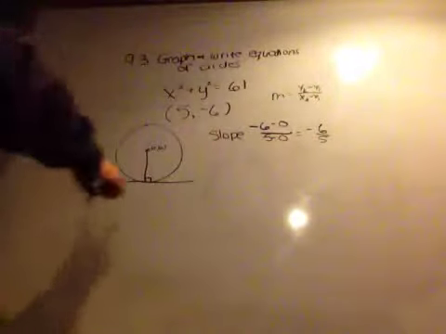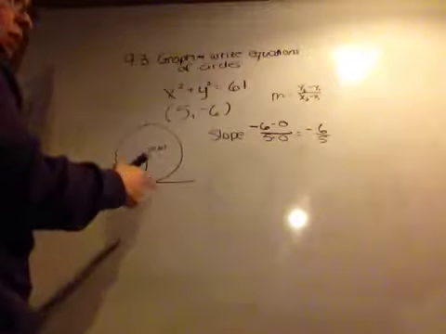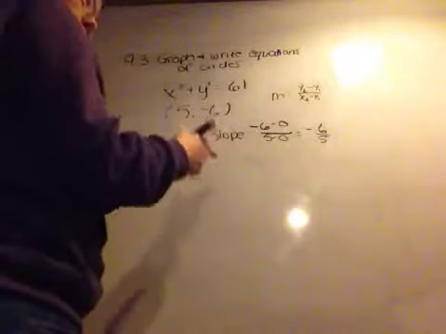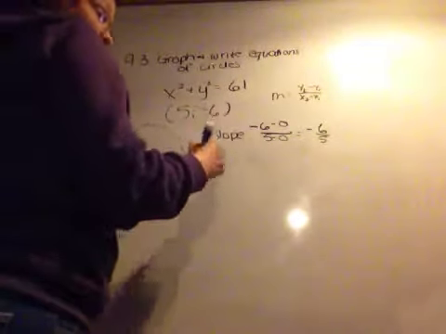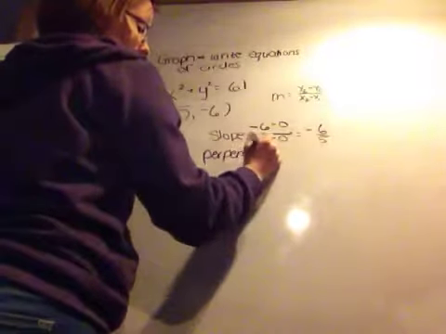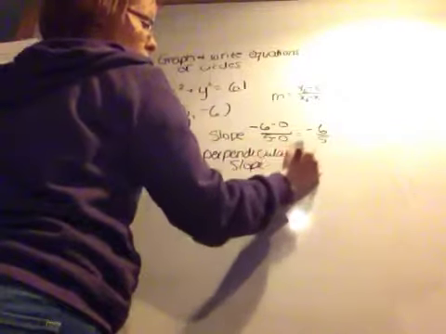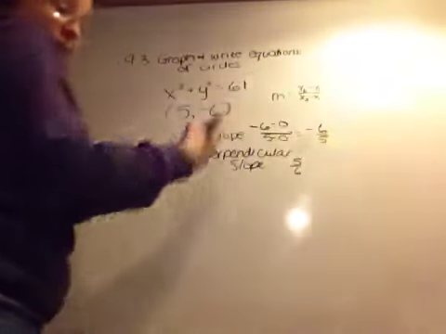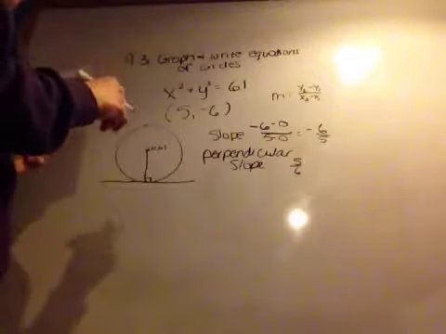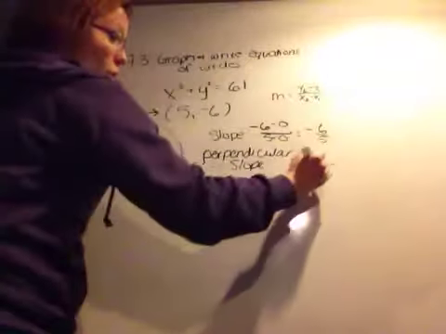Since we want to find the equation of this tangent line and it's perpendicular to the radius, we have to take the opposite reciprocal of that slope, because perpendicular lines have slopes that are opposite reciprocals. So our perpendicular slope is 5/6. We flip the fraction and change the sign. Now we're going to write the equation of the line. We have our point and we have our slope.